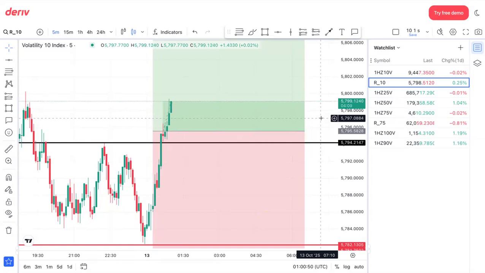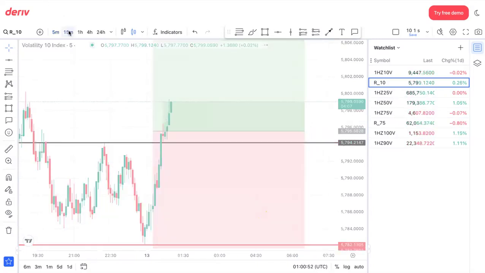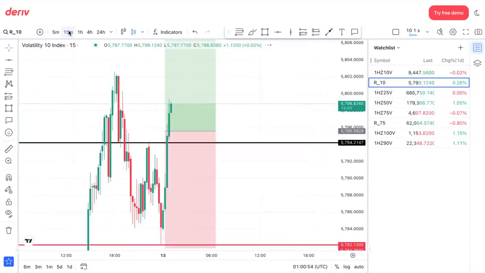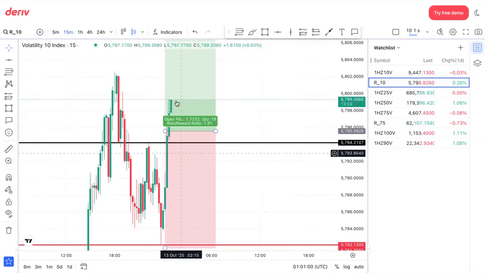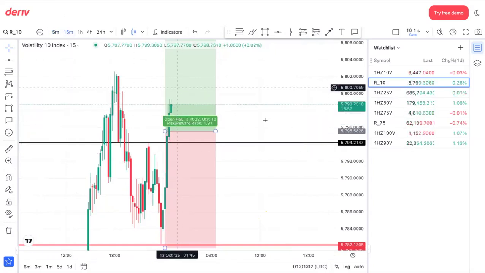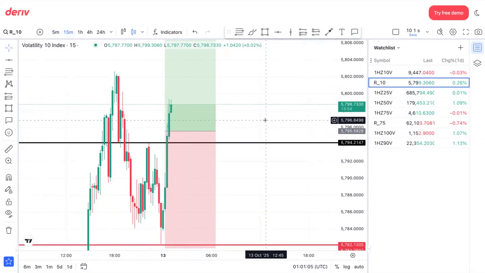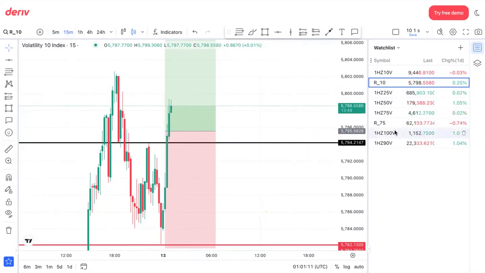So move your stop loss in? Hold on. Oh, not yet. Wait until we get a new 15-minute candle. Wait until they get the third one, guys. Then you can move your stop loss in profit on VIX 10.